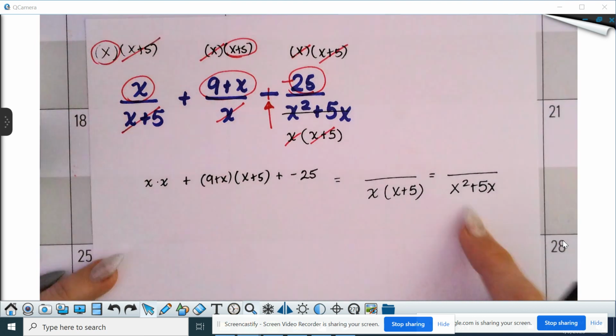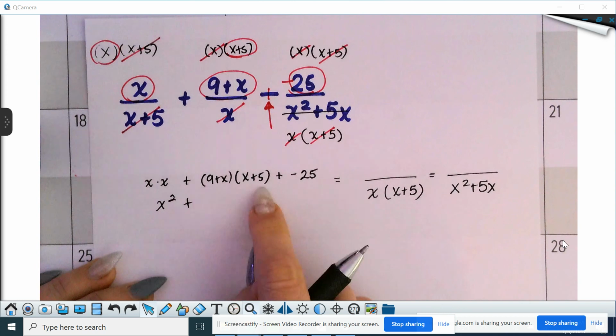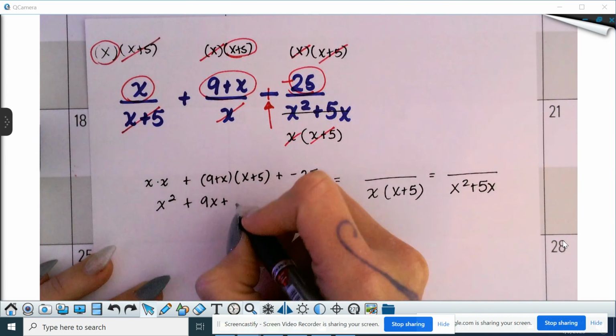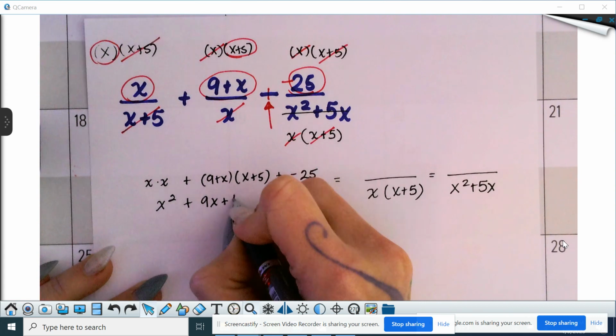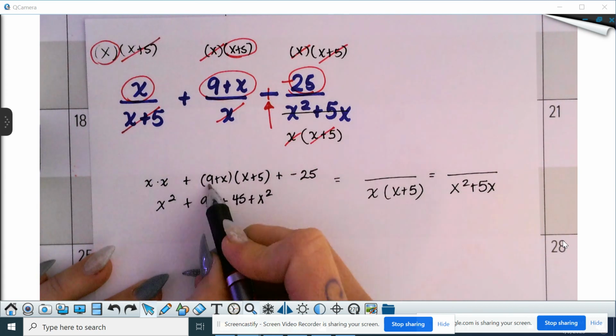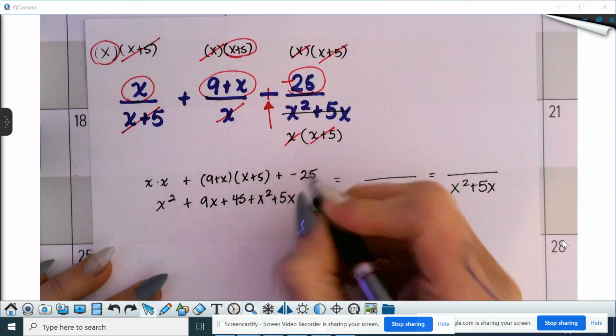So x times x, we're going to have x squared. Plus, we want to multiply these guys together. So 9x plus 45 plus x squared. 9 times 5 is 45. X times x is x squared. And then x times 5, 5x. And then I have minus 25.